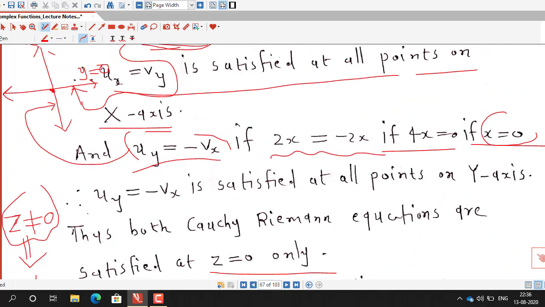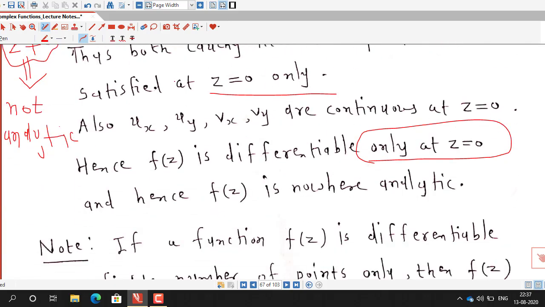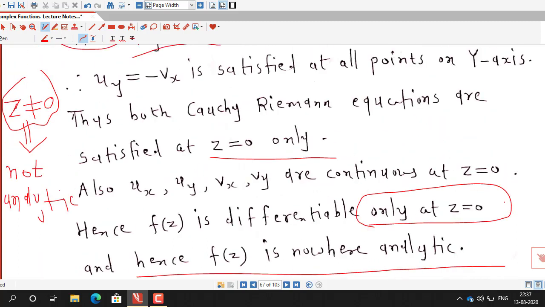Now at z equal to 0 function is differentiable, but for analyticity we have to find out neighborhood of 0 such that function is differentiable at every point in that neighborhood. But if we consider any neighborhood of 0, there are some points in that neighborhood which are different from 0, and function is not differentiable if z is non-zero. Therefore function is not analytic at z equal to 0 also. So hence function is nowhere analytic.